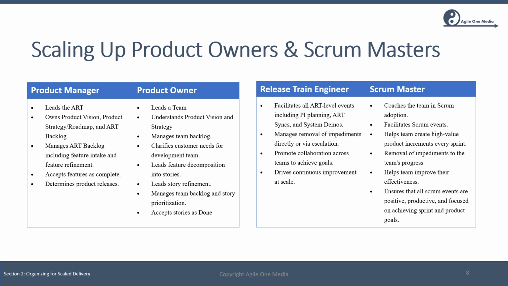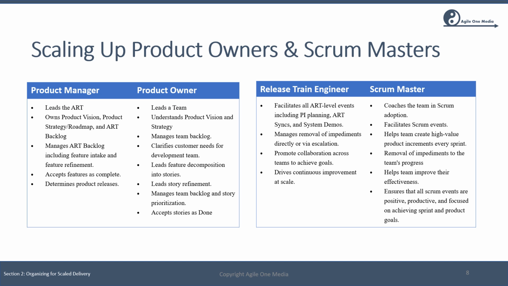The product owner leads a team, understands the product vision and strategy, manages the team backlog, clarifies customer needs for the development team, and leads feature decomposition into stories, leads story refinement, manages team backlog and story prioritization, and accepts stories as done.